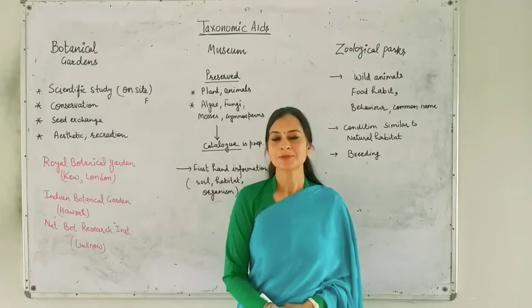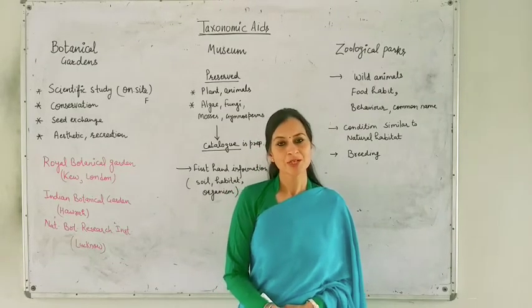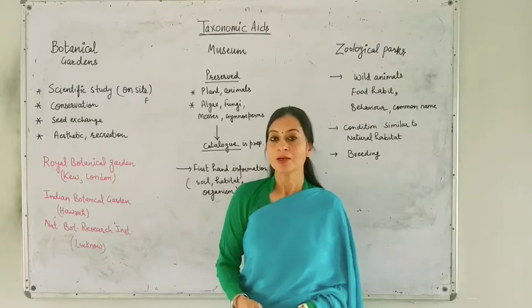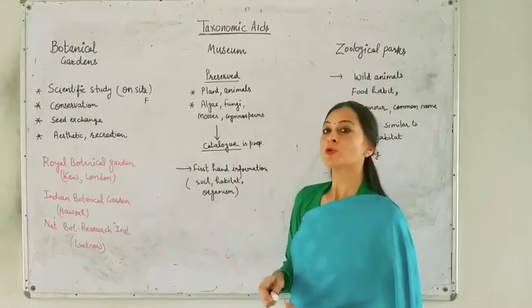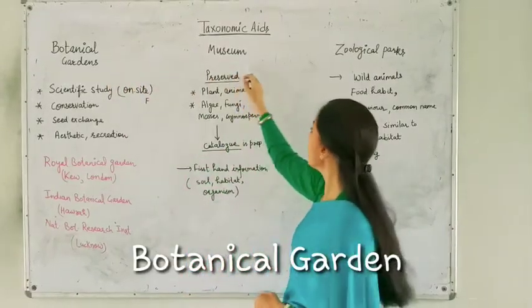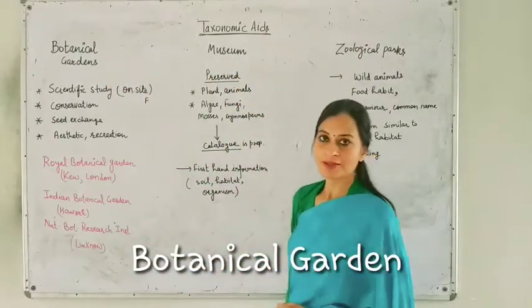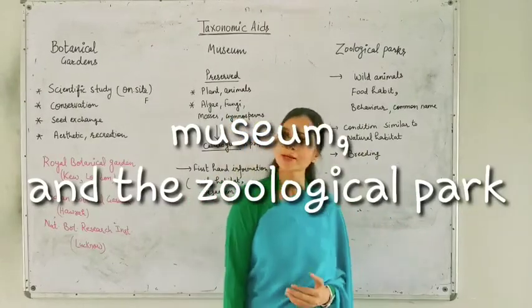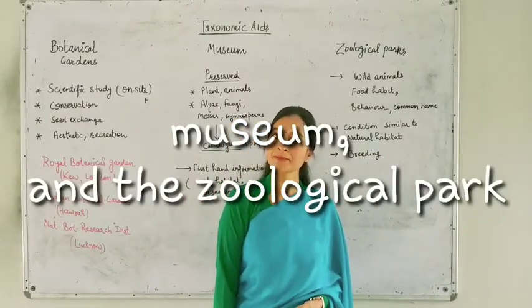Dear students, in today's lecture we are going to discuss the three different types of taxonomic aids. These are the botanical gardens, museum and the zoological park. In the previous lecture I told you about the herbarium.